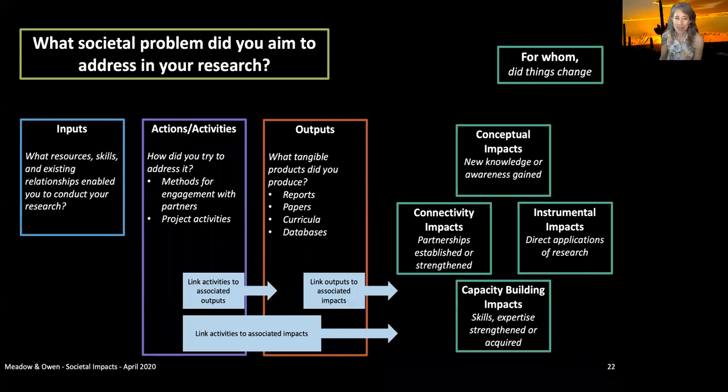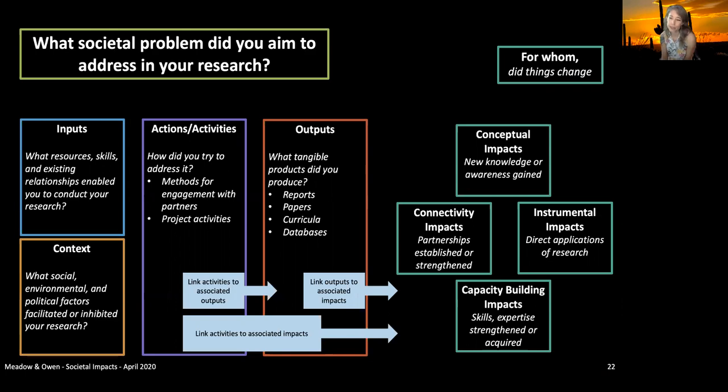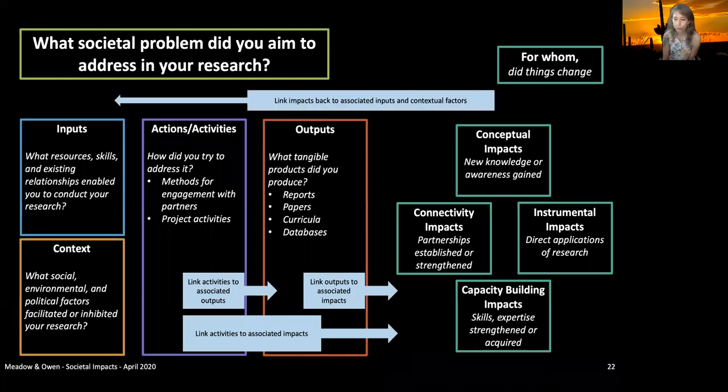And then you'll go back to thinking about some of the inputs that enabled you to conduct your research. So things like resources, skills, and existing relationships. And then you might write down some of the components of the local context in which your research took place. So what social, environmental, and political factors either facilitated or inhibited your research.